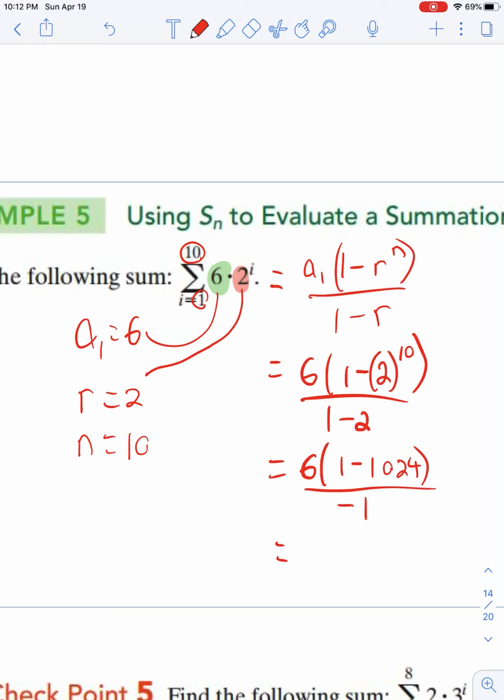I put a division sign in this instead of a multiplication sign. This is going to give us 6,138, if I'm not mistaken. Yep, that's what it is. It's going to be positive because we're going to have a negative, this is going to overpower it, divided by a negative, so that should give us a positive. So this is going to give us our sum from 1 to 10.